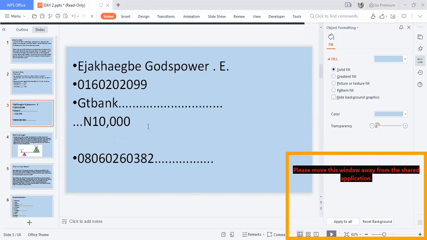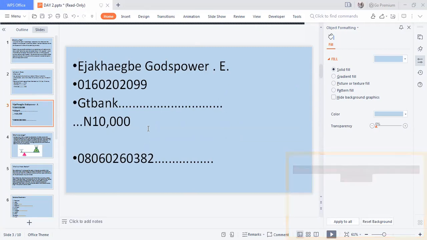The name you see there is my name. That is not the name of a criminal. That is my own name. The bank details you see there are mine. I know you don't know me and I don't know you.